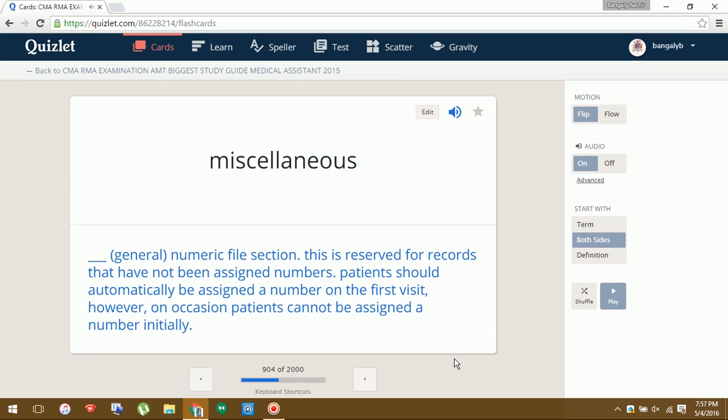Miscellaneous numeric file section. This is reserved for records that have not been assigned numbers. Patients should automatically be assigned a number on the first visit. However, on occasion patients cannot be assigned a number initially.